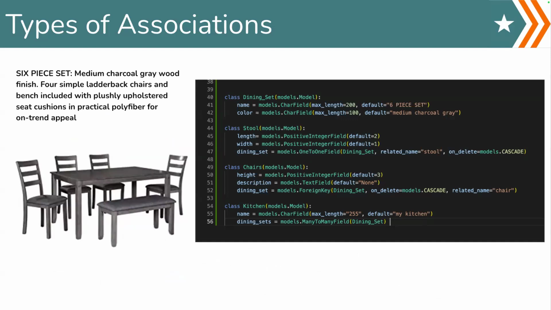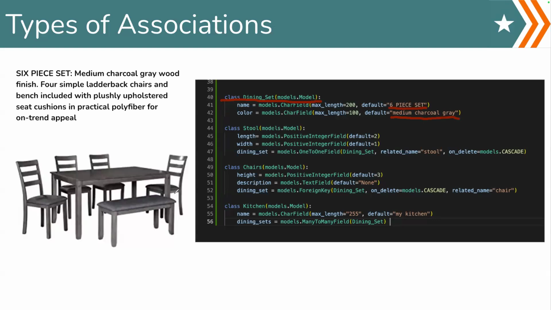Right. So here we have a six-piece set that's a medium charcoal gray wood finish, four simple ladder back chairs, and bench included with plushy upholstered seat cushions and a practical polyfiber for on-trend appeal. Okay, so that's the whole description that falls into this dining set. So you can see here, there's a visual representation as to what the model may look like. First, we have an establishment of a dining set that everything would belong to. There's a name, which in this case is a six-piece set, and then we have our color, which is medium charcoal gray.